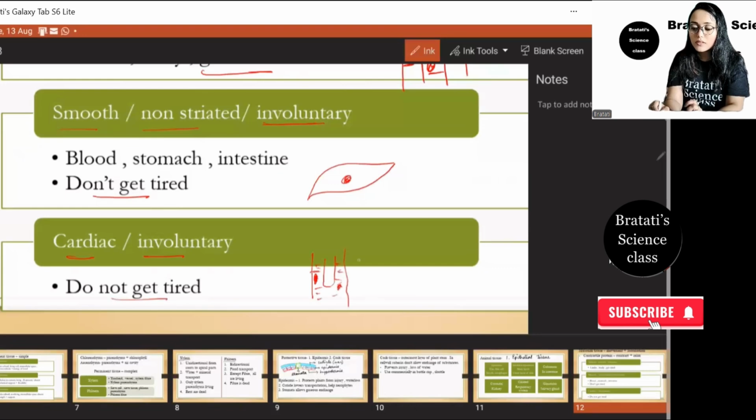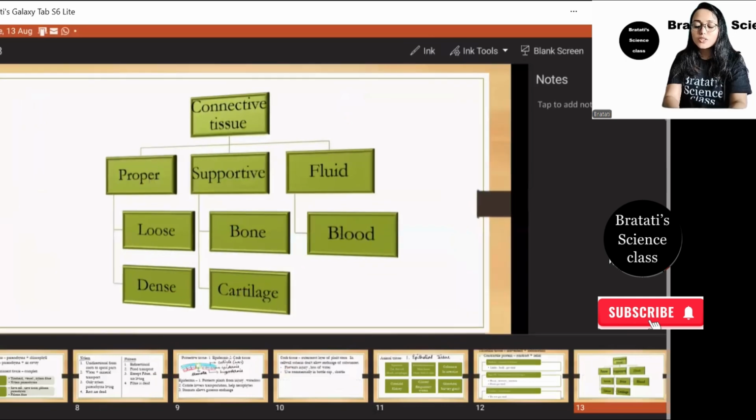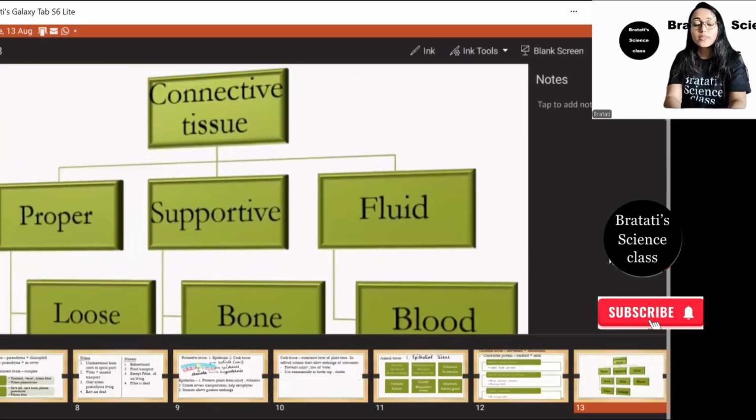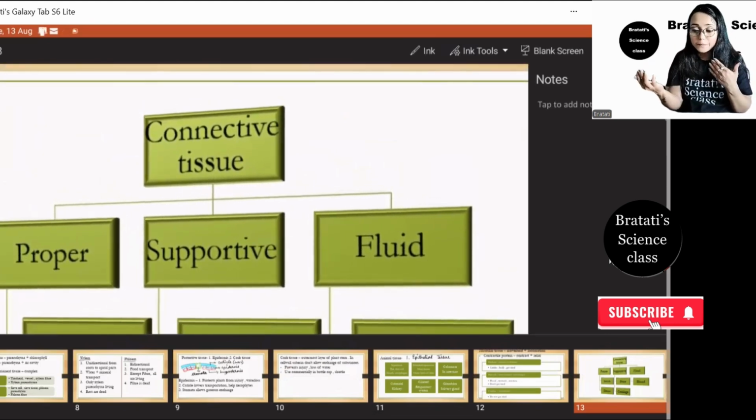So these tissues are present in the heart. These are the three types of muscular tissue. Now moving to the third subdivision, that is the connective tissue. With the name you can understand it helps to connect one organ to another, one part to another. That can also be subdivided into proper connective tissue, supportive connective tissue, and fluid connective tissue.